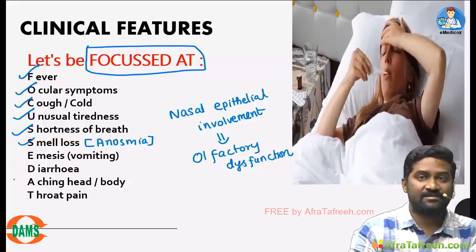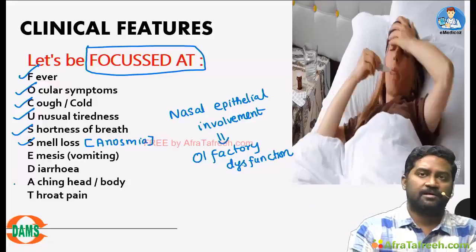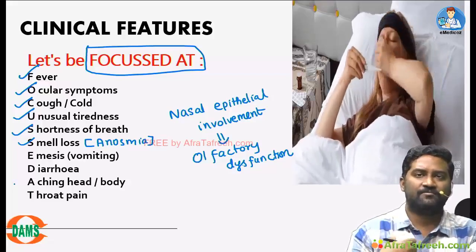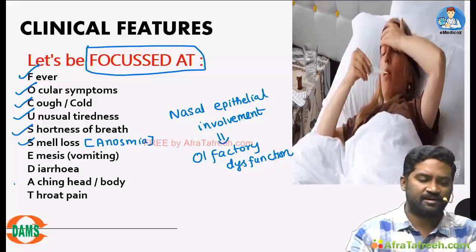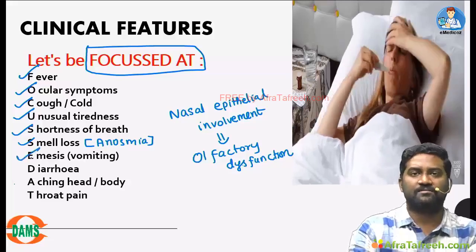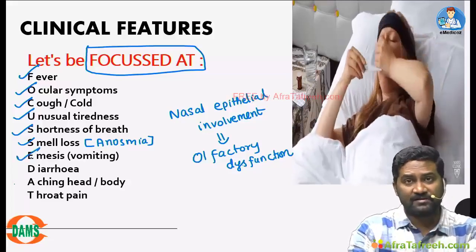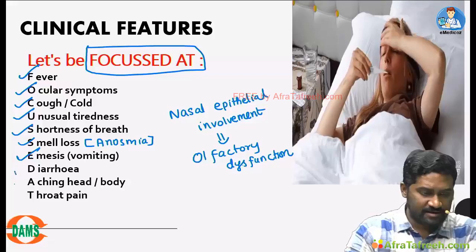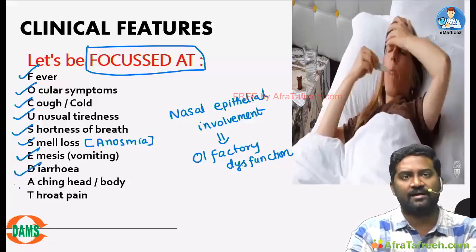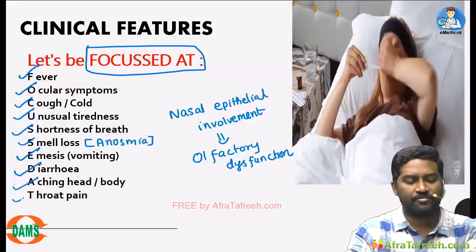Then in the GI tract also there are ACE2 receptors. Now if the ACE2 receptors in the upper GIT are involved, there will be irritation of the upper GIT resulting in emesis. If ACE2 receptors in the lower GIT are involved, there will be irritation of the lower GIT resulting in diarrhea. Patient can have aching headache, so headache, body pains, and patient can have throat pain.